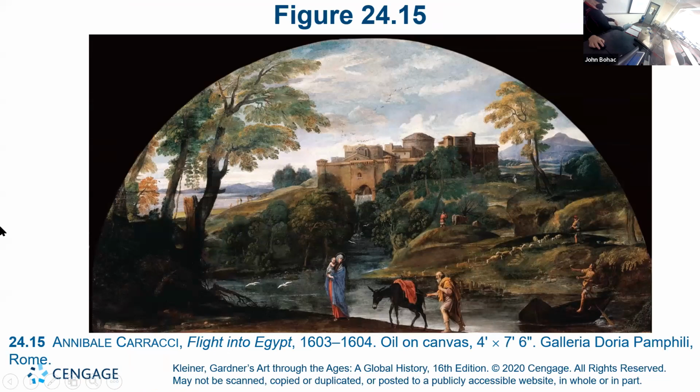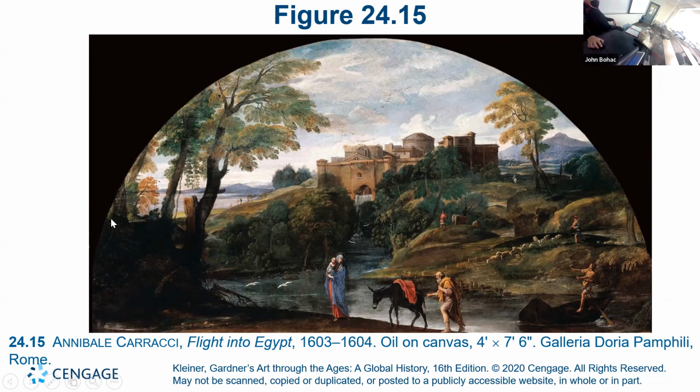Okay. Flight into Egypt, oil on canvas. And another scene from the Gospels. This is where Herod was going to kill all the male children because he had gotten word that there was a Messiah born, and he had all those male babies killed, and Joseph, Mary, and Jesus left. They went into Egypt. They were in exile. And so that's really what this is.